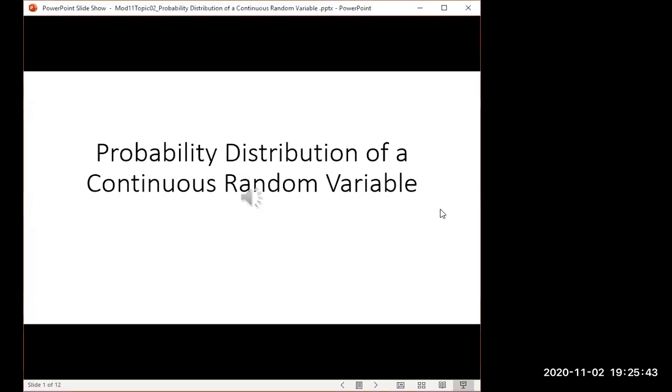So this PowerPoint presentation is about the probability distribution of a continuous random variable. So I'm using material from the OLI online textbook, module 11. This part is pages 148 through 162. And also from the workbook, which is from module 11, topic 2.